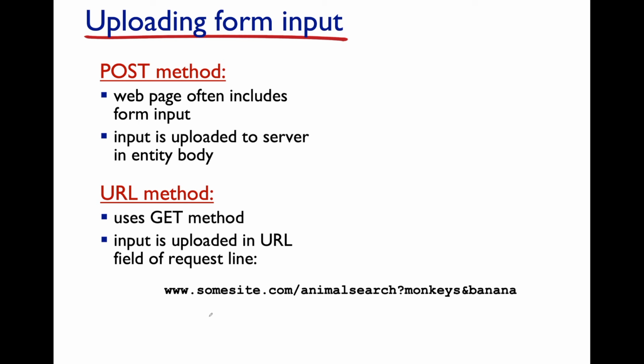So how they do this, for example, you'll notice it says somesite.com/animalsearch, and then it says monkeys&banana. This animal search gets a list of parameters, monkeys and banana. These parameters are delimited, or separated, by this ampersand. And in fact, if you ever go to YouTube, youtube.com, it says v= and has a hash code following. v= means video equals. It uses the URL GET method.